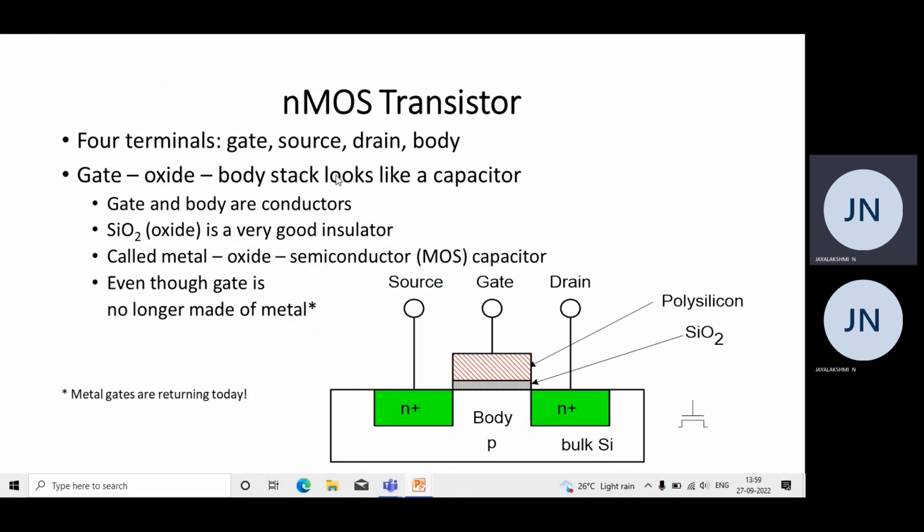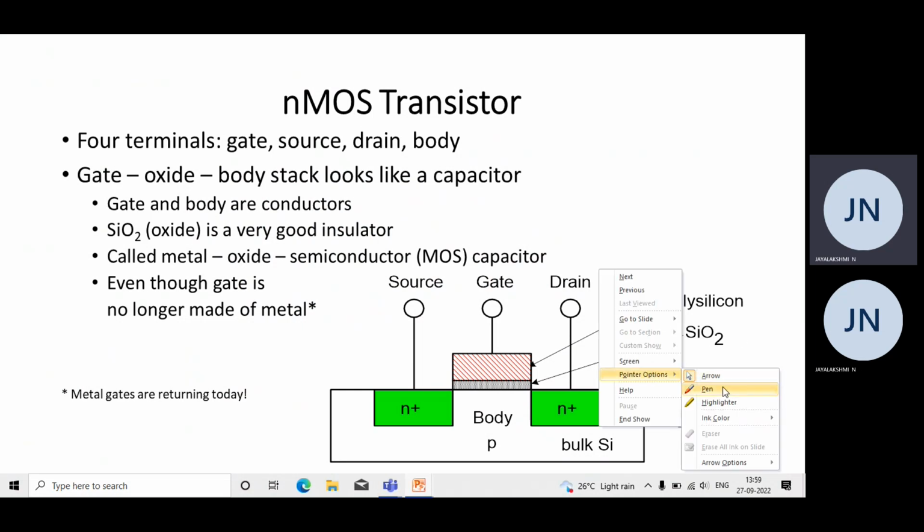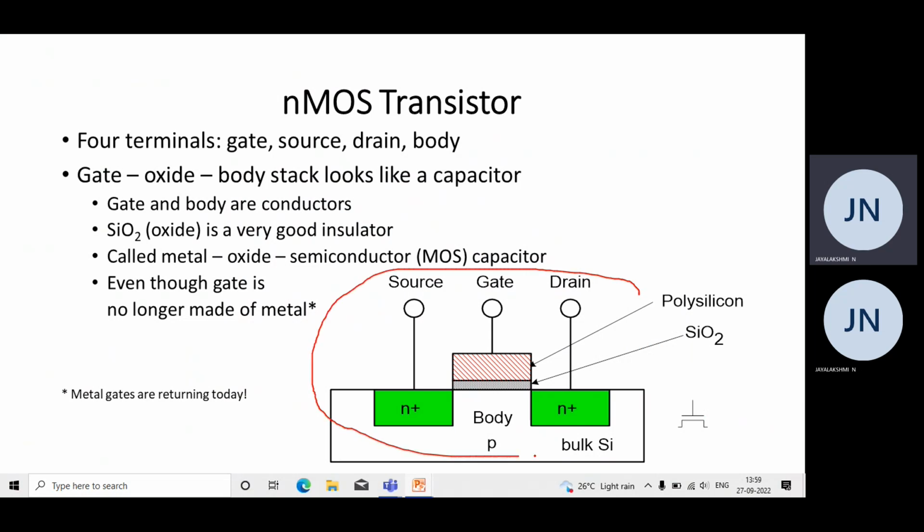As we know, the figure shows the cross-section view of an NMOS transistor. If we are constructing an NMOS transistor, the body is of P type. Here, the NMOS transistor is built with two adjacent N-type regions, the source and the drain. In between, we have the gate terminal.